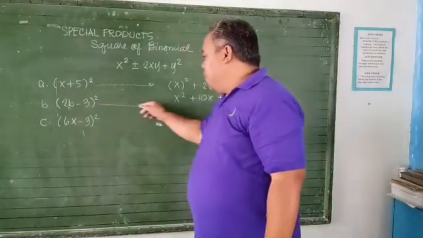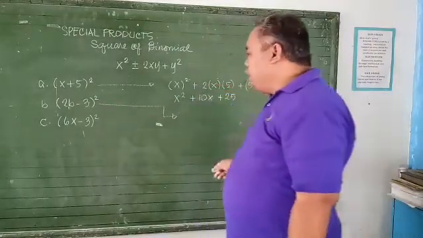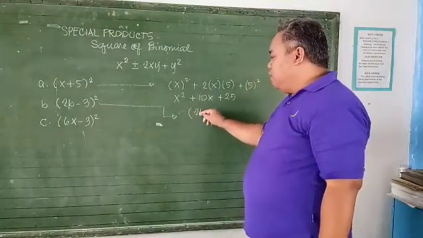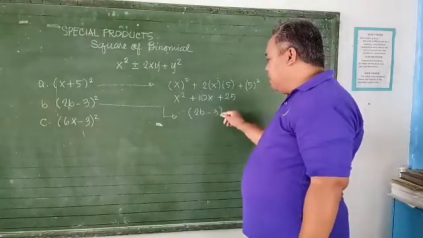Now what about for this number? For number 2, your given is quantity 2b minus 3 then squared.